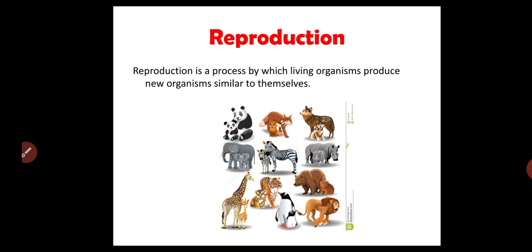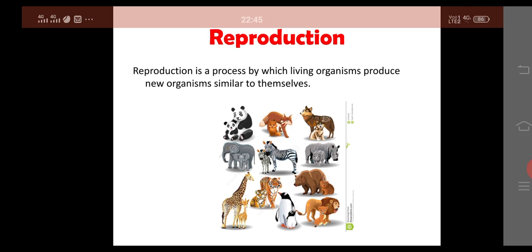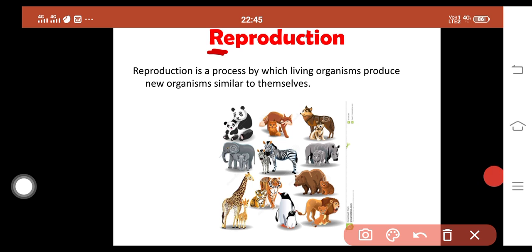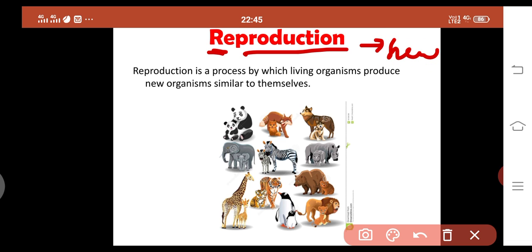So what is reproduction? What is the meaning of re? Re means that something happens again and again, as in reappear, reinstall, repair, rewind. Production means to produce something new. So re means again, producing something new again. Reproduction is a process by which living organisms produce new organisms, sometimes similar to them, sometimes not looking alike.